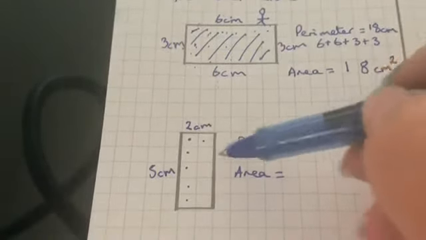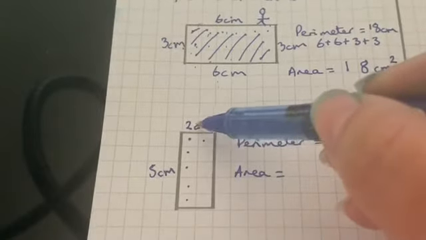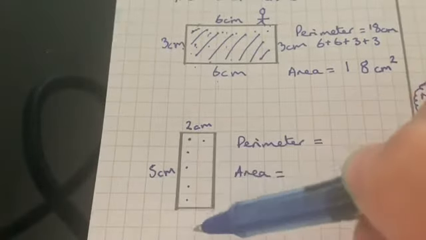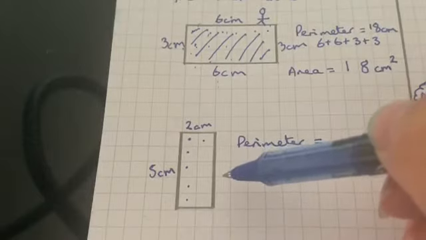So let's continue. So let's find our perimeter for this shape first. We're going to do 2 and 5. That's 7. Then this would be another 2. That's 9. Plus our 5 here, that would be 14.